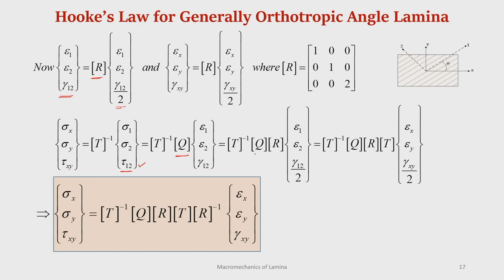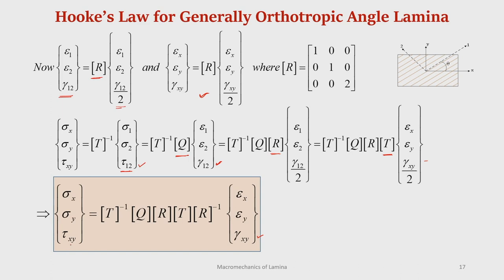So, we can write the strains in 1-2 related to the strains, only that the shear strain is divided by 2 by this R matrix, which we have just done. And we can relate epsilon 1, epsilon 2 and gamma 12 by 2 to the strains in the x-y plane by means of this transformation matrix again. And finally, again using the R matrix, we convert this to epsilon x, epsilon y, gamma xy.